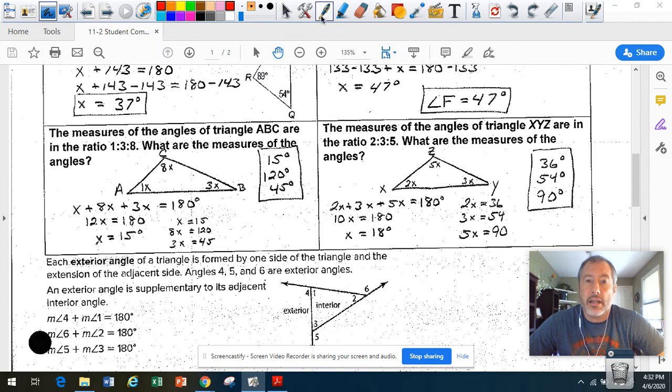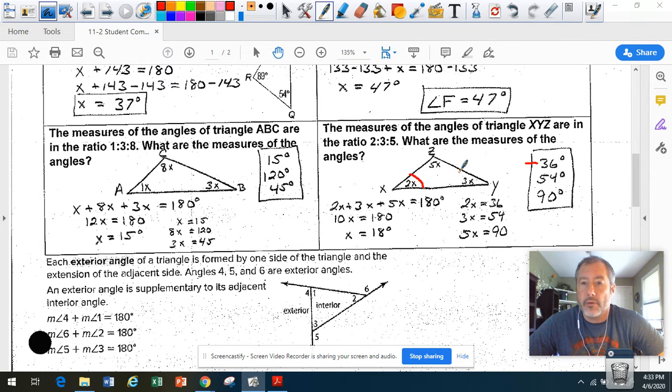So once again, all we're going to do is add our 2x plus our 3x plus our 5x equals 180 degrees, because we know in a triangle, the total degrees of the interior angles is 180 degrees. So 2 plus 3 plus 5 is 10x equals 180 degrees. Divide both sides by 10, x equals 18. So let's figure out what angle X is. Well, angle X is 2x. So 2 times 18 is 36. So the measurement of angle X is 36 degrees.